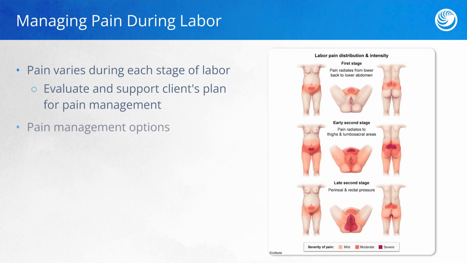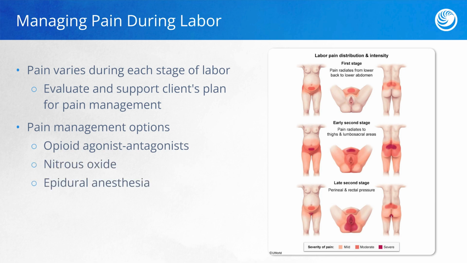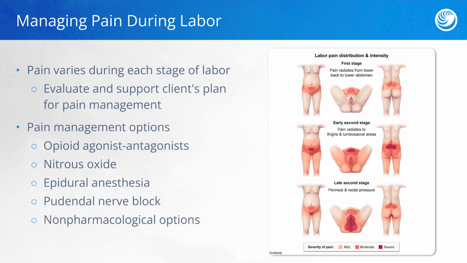There are different pain management options for the laboring client: opioid agonist antagonists, nitrous oxide, epidural anesthesia, pudendal nerve block, and non-pharmacological options. We'll look at each of these more closely in this video.